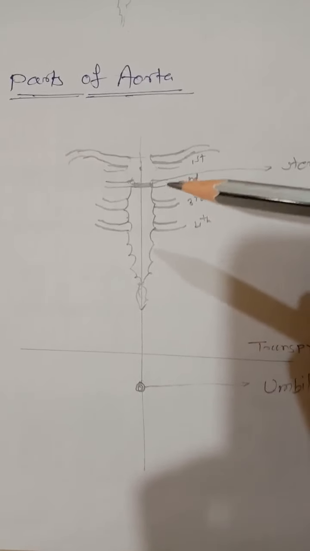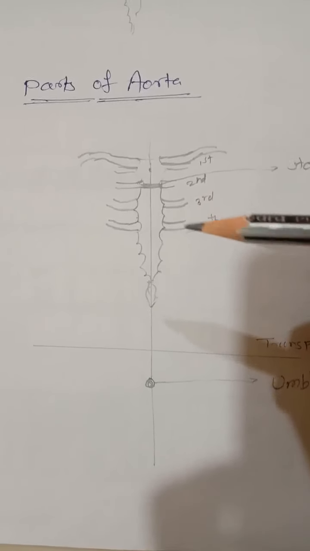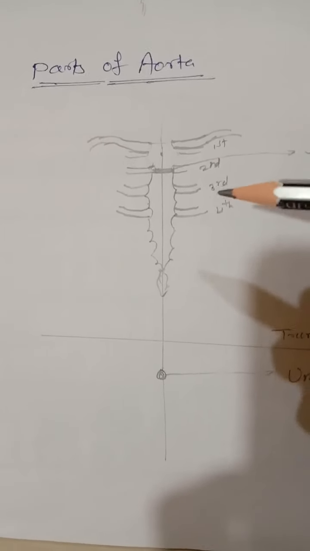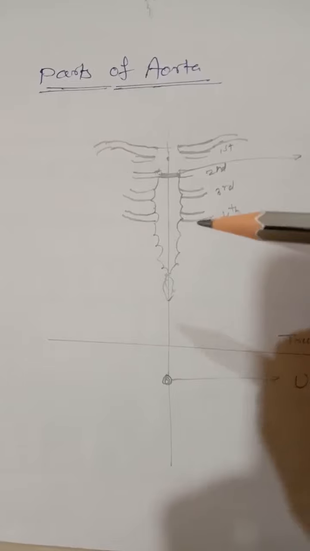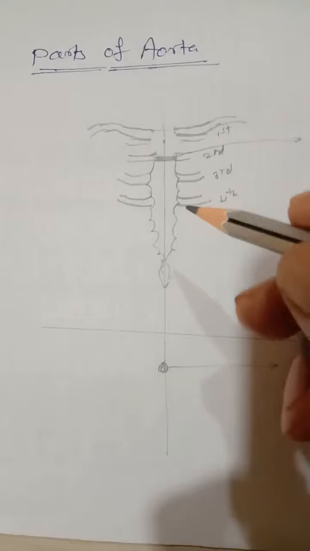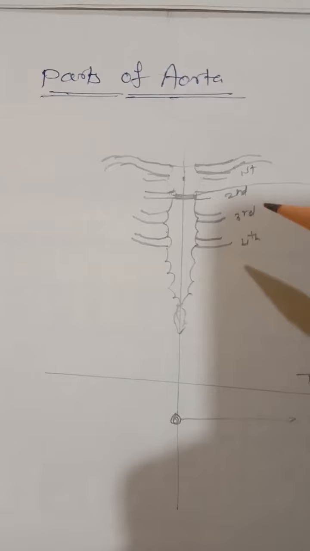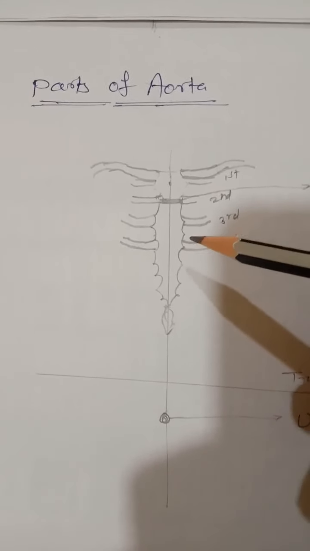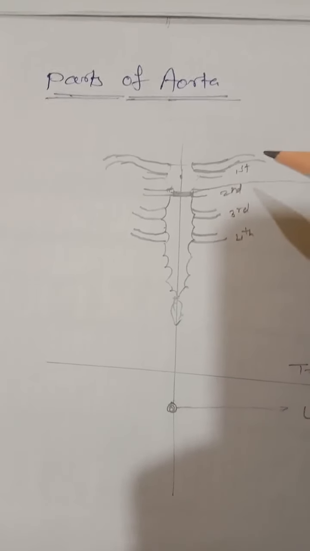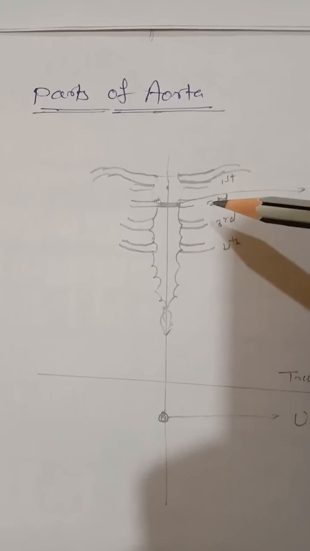To draw the ascending aorta, draw two parallel lines 2.5 centimeters apart from each other, which start from the medial end of the left third intercostal space. So here you can see. To draw the ascending aorta, take a first point at the medial end of the left third intercostal space. The first intercostal space is present between the first and the second rib.